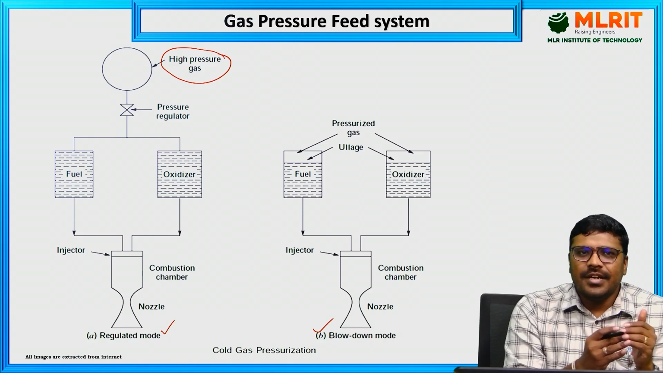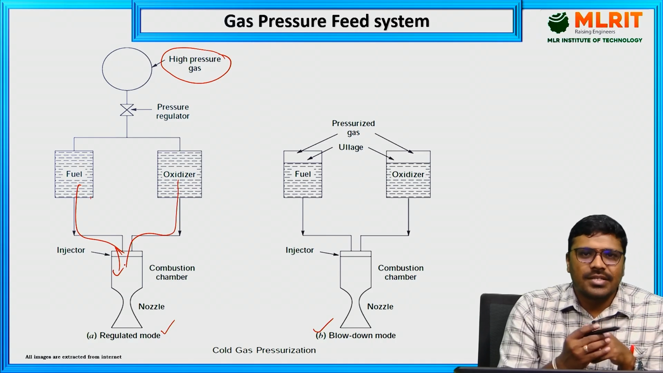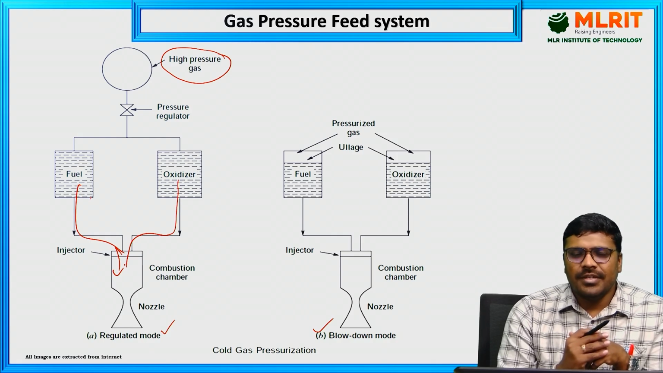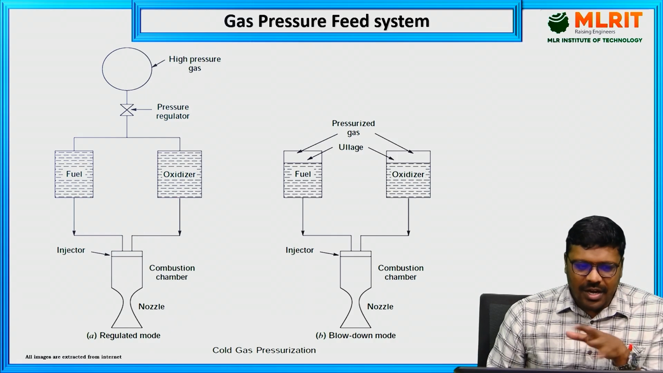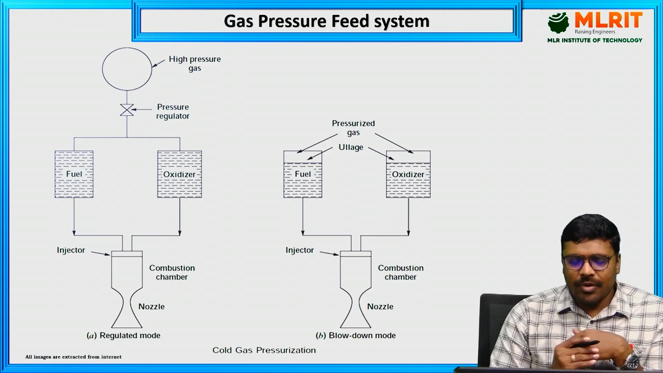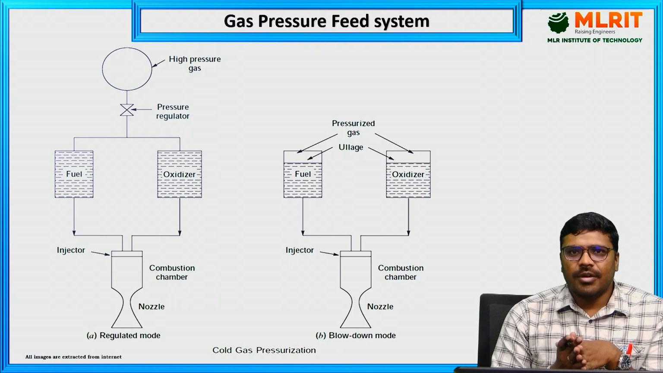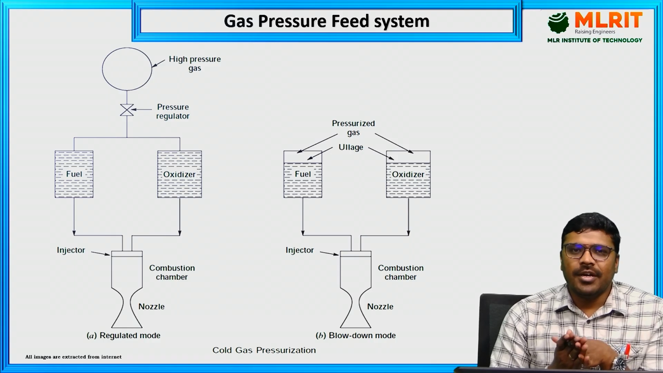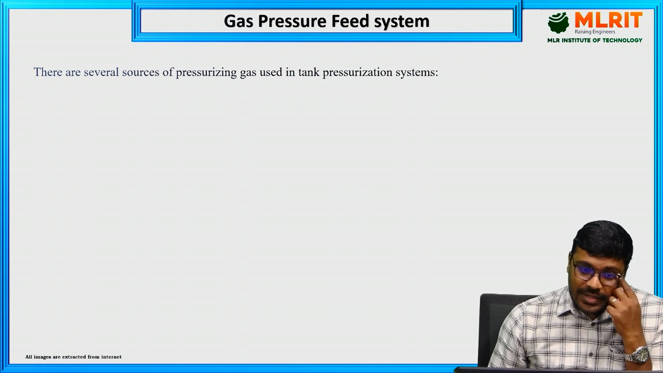We can send the propellant and oxidizer at a constant pressure to the combustion chamber. So these are the differences. Okay, coming to the regulated mode and blowdown, and the working of regulated mode and blowdown pressure feed systems in liquid propellant rockets. Okay, there are several sources of pressurizing gases.